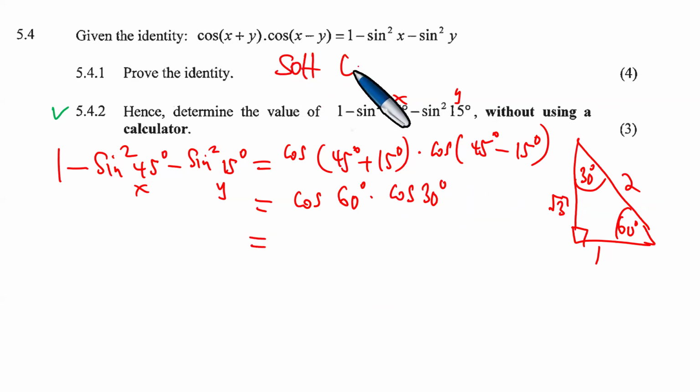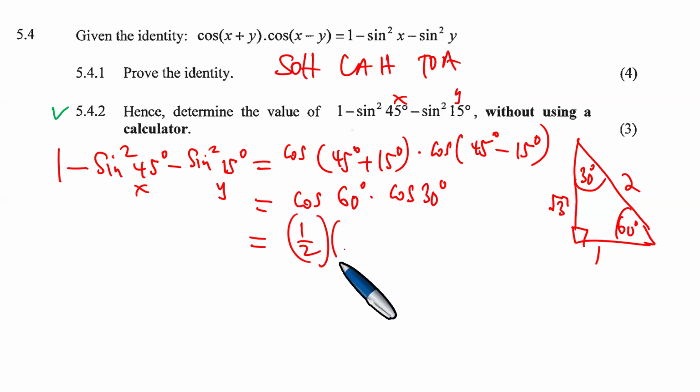Meaning now we have the cosine of 60 degrees, which is adjacent over hypotenuse, which is actually 1/2, and therefore we have the cosine of 30 degrees, which is adjacent over hypotenuse, which is actually the square root of 3 out of 2. Like so, and we get the answer to this, and the answer is what?